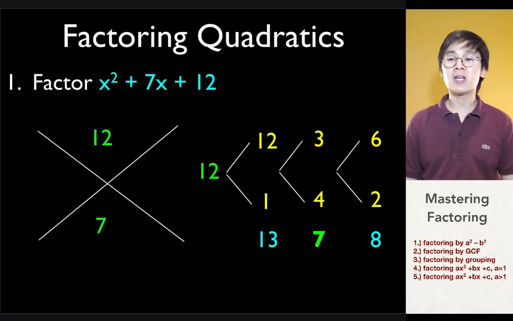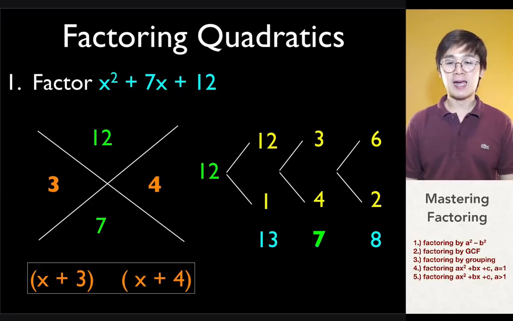So that means the numbers that we're looking for that will equal 7 when we add them up will be 3 and 4. So the factored form of x squared plus 7x plus 12 is simply (x plus 3) times (x plus 4). So this is how we factor a quadratic equation of this form. Now if you want to check if your answer is correct, you can FOIL out (x plus 3) times (x plus 4), and you will see that this will equal x squared plus 7x plus 12.